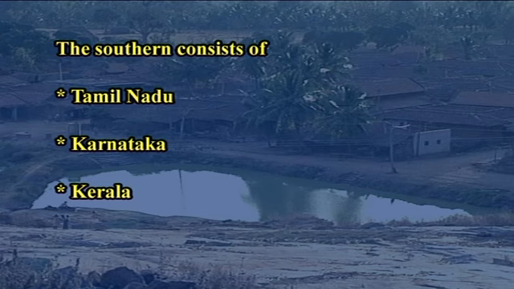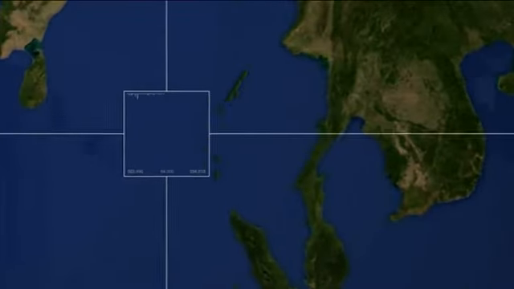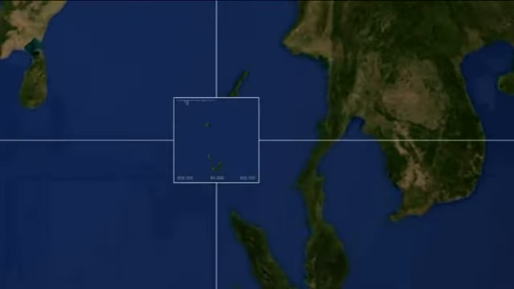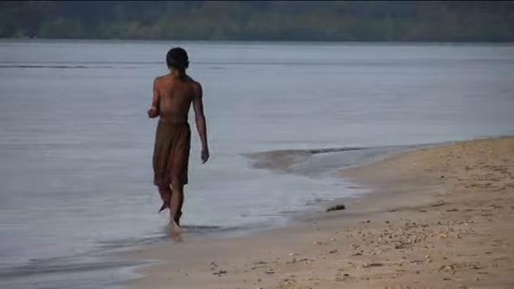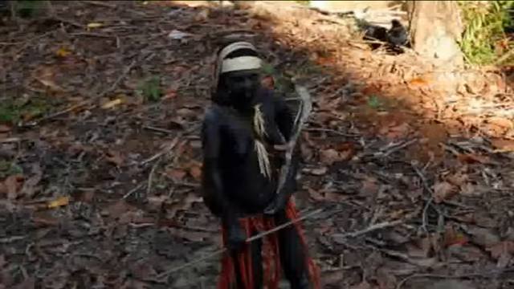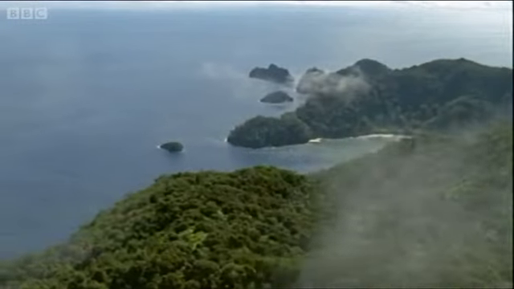Southern Zone: the southern zone consists of Tamil Nadu, Karnataka and Kerala. The Toda, the Chenchu, the Kadar and the Koraga are some of the important tribes of this zone. There is another isolated zone constituting the Andaman and Nicobar Islands. The Jarawa, the Andamanese and Nicobarese are some of the important tribes of this zone.